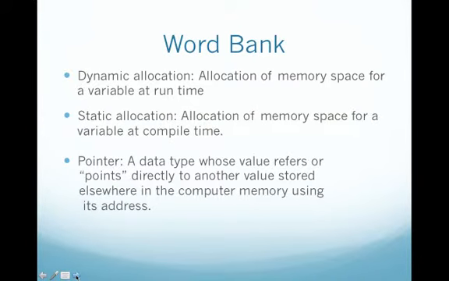Before we start talking about free stores, I'd like to define a few terms. The first term is dynamic allocation, which is the allocation of memory space for a variable at runtime. The second term is static allocation, which is the allocation of memory space for a variable at compile time. The third term is pointer. A pointer is a data type whose value refers or points directly to another value stored elsewhere in the computer's memory using its address.